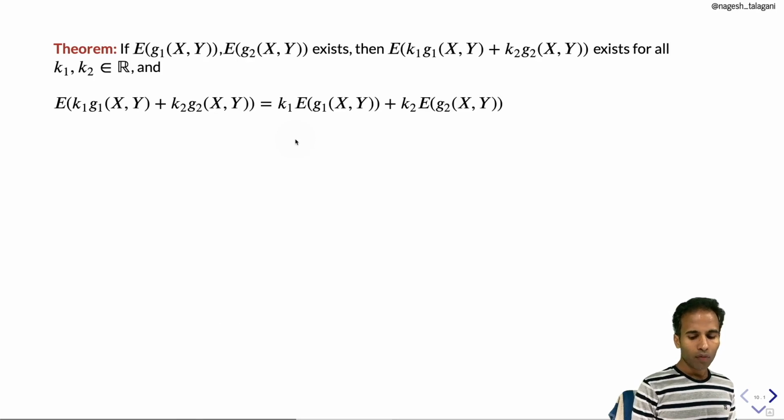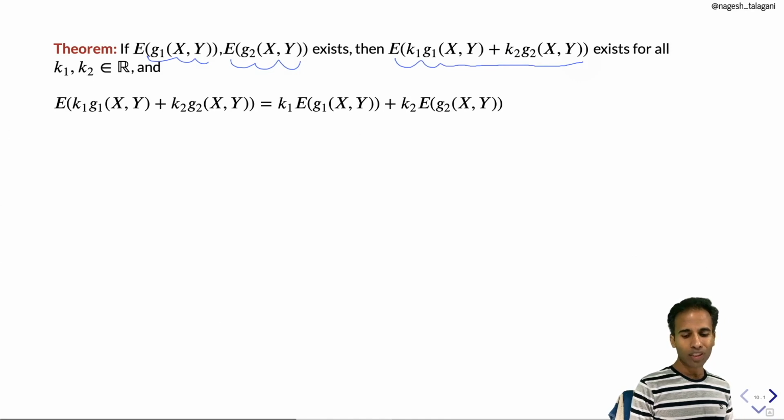Theorem. If expectation of g1(X,Y) and expectation of g2(X,Y) exist, then expectation of k1 g1(X,Y) plus k2 g2(X,Y) exists for all k1, k2 in R. Not only that, expectation of k1 g1(X,Y) plus k2 g2(X,Y) is simply going to be k1 times expectation of g1(X,Y) plus k2 times expectation of g2(X,Y).